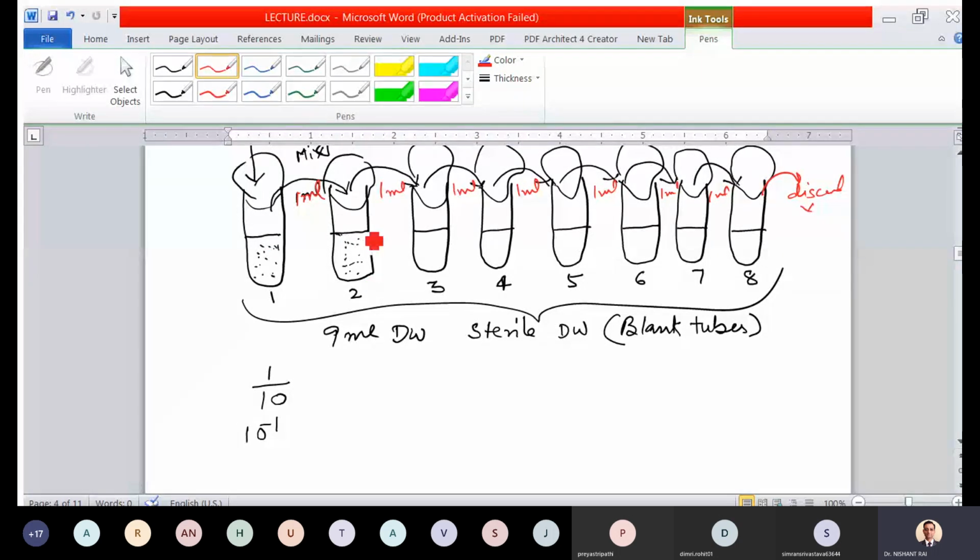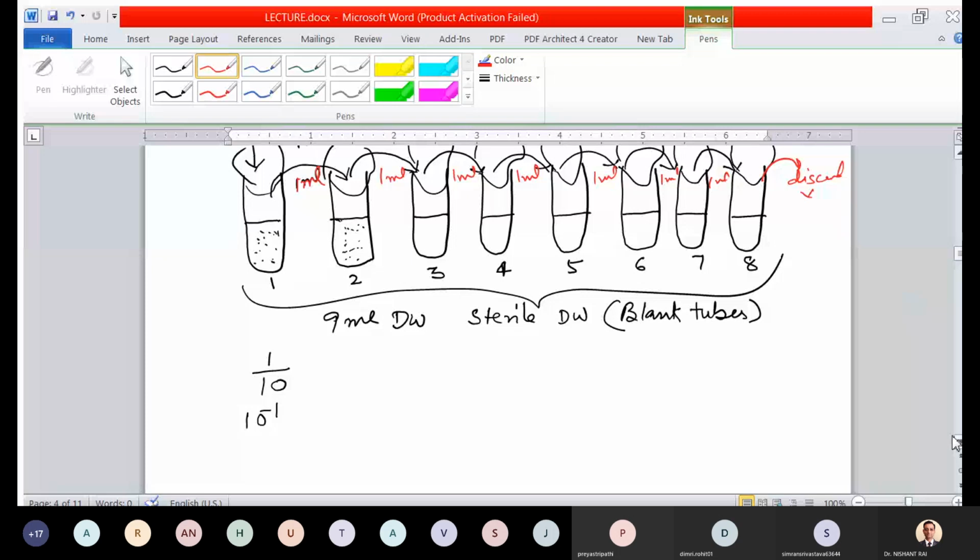You can see from this test tube to this test tube serially you are diluting the soil sample, and at each step you are diluting 10 times, because in this case in the test tube 2, right, the total volume of the distilled water is 9 ml and you are adding 1 ml which is already 1/10, 10 to the power minus 1 diluted. So here it becomes 1 upon 100 or 10 to the power minus 2. Likewise minus 3, minus 4, minus 5, 10 to the power minus 6, 10 to the power minus 7, 10 to the power minus 8.